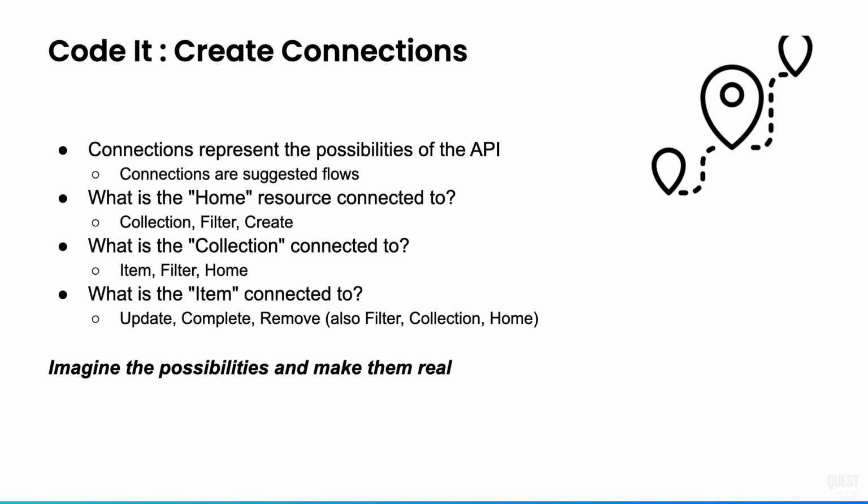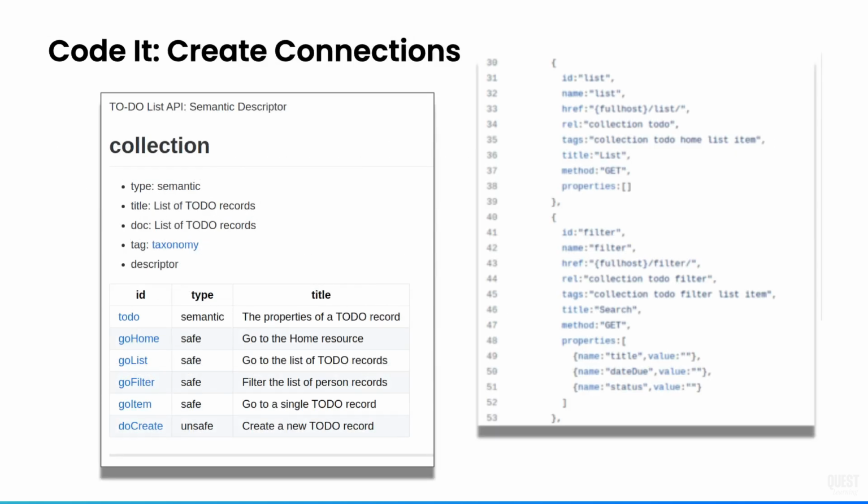There's actually lots of connections that happen between resources. We want to imagine the possibilities, what possibly could be connected to each other, and make those real. That will allow the client to establish their own workflow when they need it. So again, the collection, here's an example. The collection has home, list, filter, item, and create all as a possibility. And then we're going to express that in code. Let's take a look at the source code and see how that works.